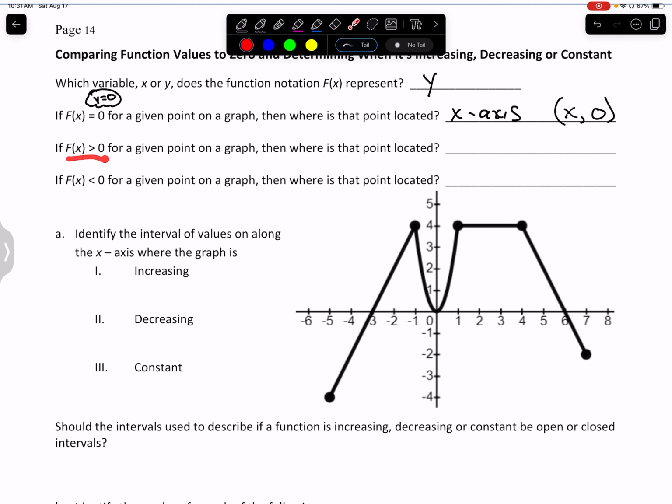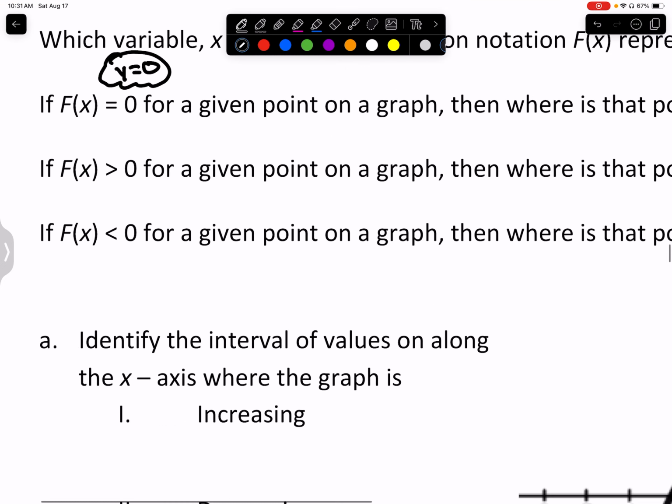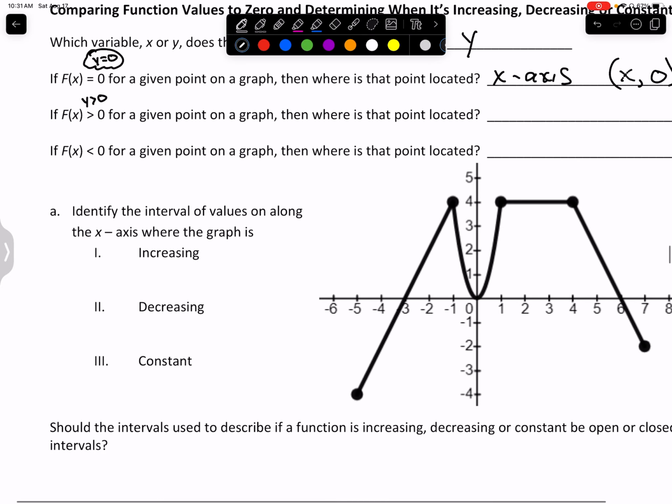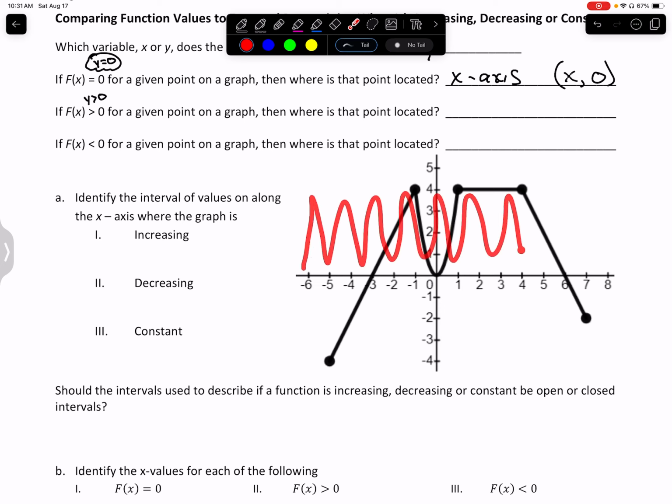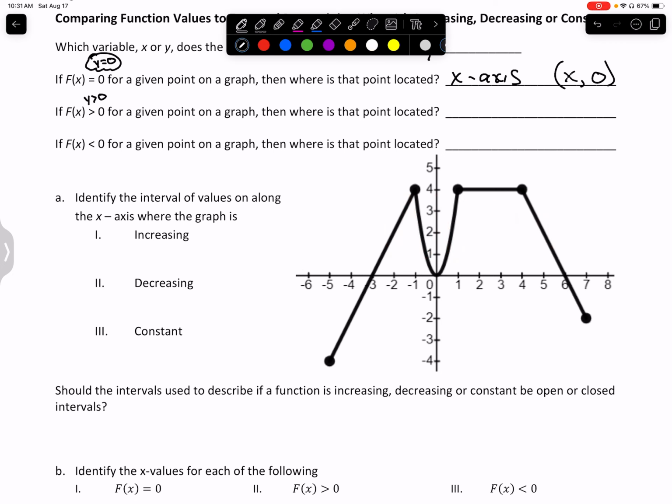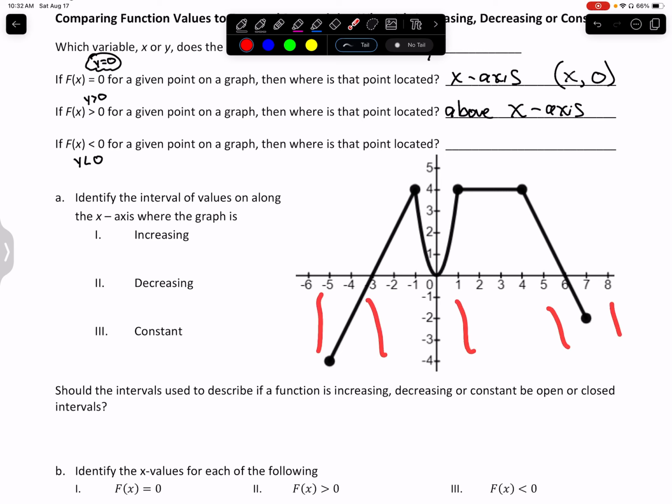If f of x is bigger than 0, remember, this is saying y is bigger than 0, because f of x means y. For a given point on the graph, where is this point located? Well, if y is bigger than 0, that means we had to go up to put a point. So that means we are above the x-axis. If f of x is less than 0, that means y is less than 0. That means y is negative. Where is the point located? Well, if y is less than 0, we had to go down. We are below the x-axis.